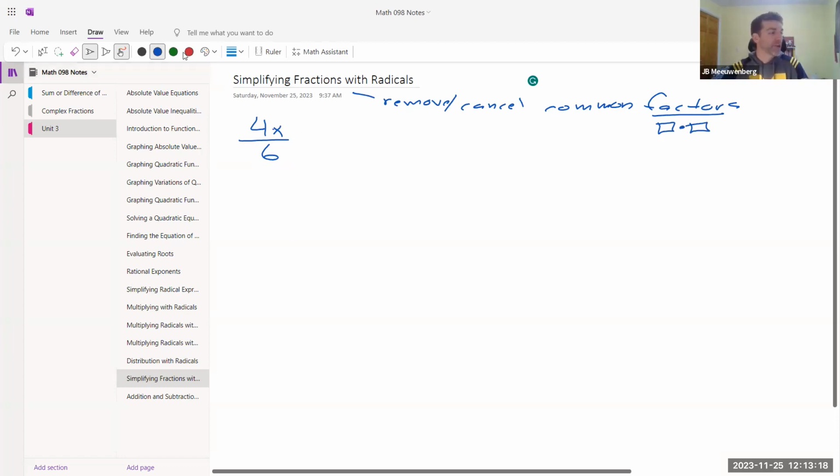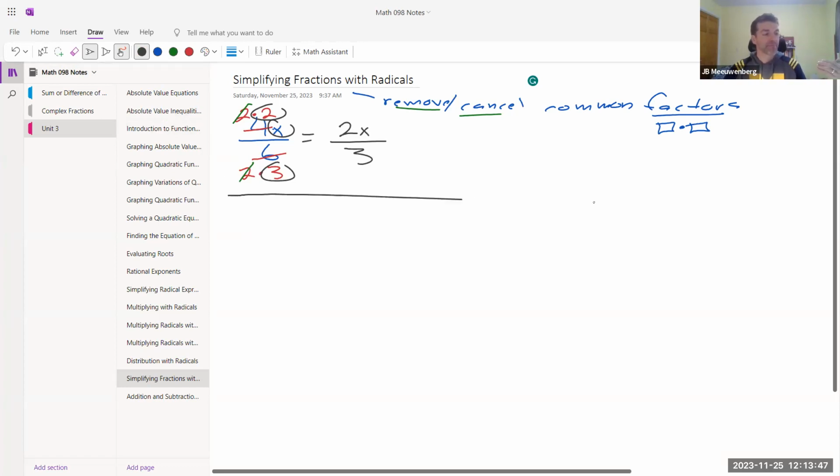And if we think about the number 4 as being 2 times 2, and the number 6 as being 2 times 3, all we have in the numerator and denominator is multiplication, which means we can cancel or remove anything they have in common. Canceling the 2's, we're left with 2x on top and 3 on bottom. 2 times x on top, 3 on bottom. We remove the common factor of 2.